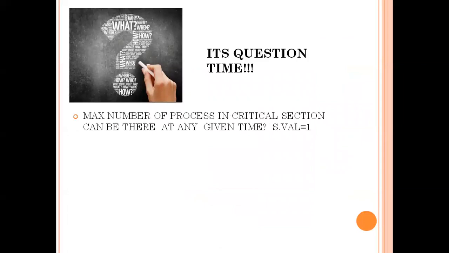Okay, question time again. So it's an interesting question. The question says that we have to find the maximum number of processes in the critical section that can be there at any given time. The initial value of semaphore is 1 and there are 3 processes. So out of these 3 processes, we have to find what can be the maximum number of processes that can remain in the critical section at any given time with the initial value of semaphore as 1.